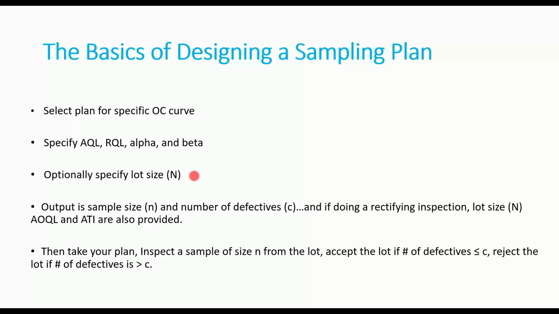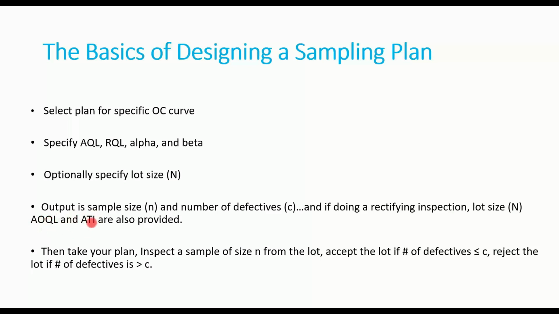Okay. And the output is going to be given to us from the sampling plan. It's going to tell us what the sample size is and the number of defectives we're allowed to have. And if we're doing a rectifying inspection, of course, we're going to have 100%. That's our big N. Big N is our lot size. And then we're also going to have the AOQL and the ATI provided. And these are going to be averages over time.